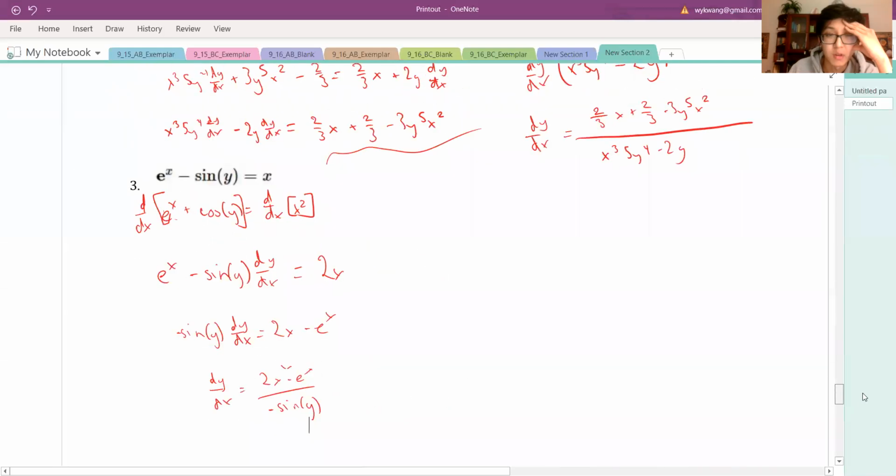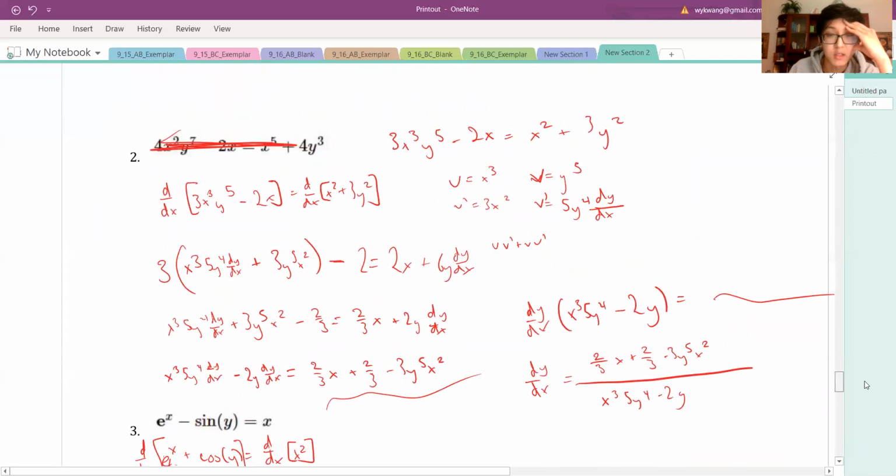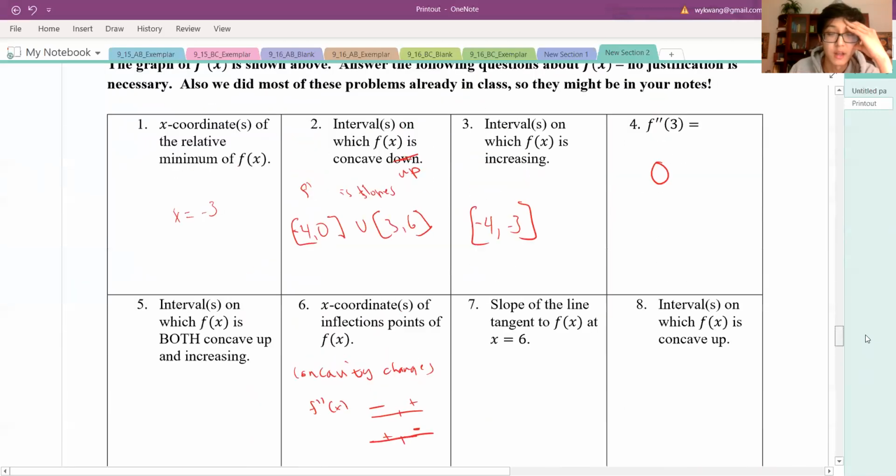Okay, so I'm going to scroll through this really slowly. You have time to pause at every moment if you need to. Sorry if my handwriting is kind of bad. I try to go through this quickly.